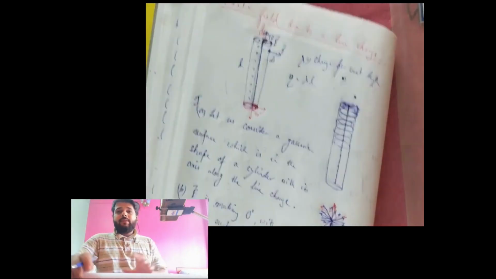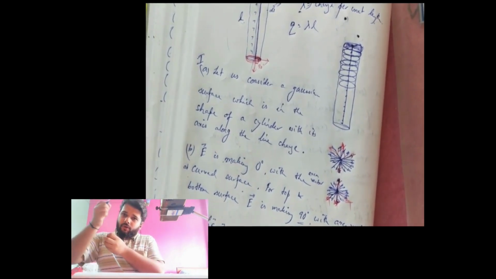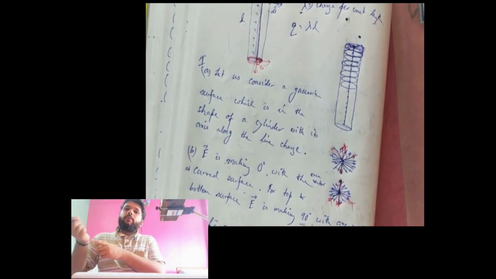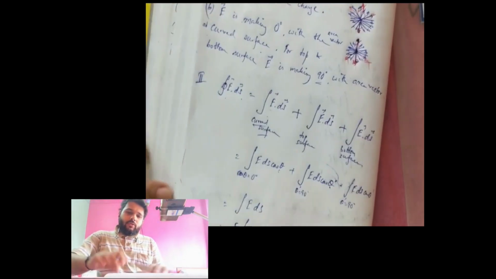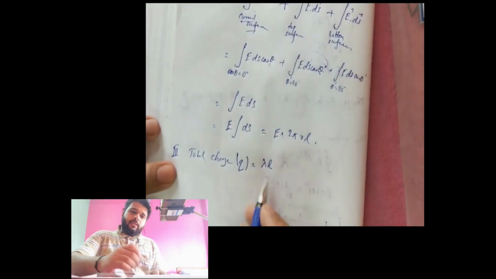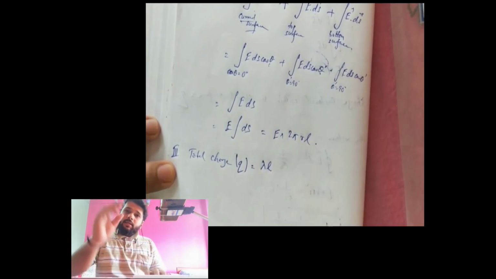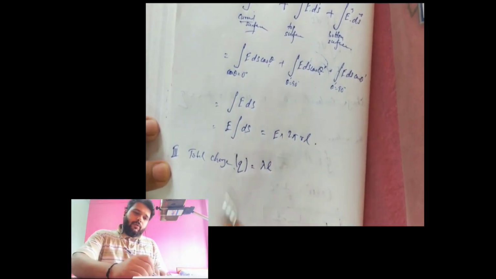Okay, it is very simple. See, the cost price of 1 pen is 30 rupees. What will the cost price of 3 pens? 3 into 30. Similarly, charge for unit length is lambda. So what will the charge for the whole length L? Lambda into L. So the total charge is lambda into L, where lambda is charge per unit length, and L is the total length of the line. Is that clear?